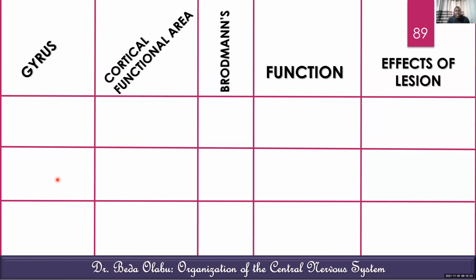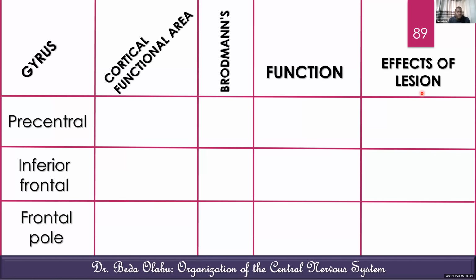This is what we agreed, that for each gyrus, you need to know the cortical functional area. You need to know the Brodmann's number. You need to know the role and the effect of injury. The first gyri I want us to talk about are these three: the precentral gyrus, inferior frontal gyrus, and the frontal pole. I want to talk about those ones first. Let's start with the precentral gyrus.